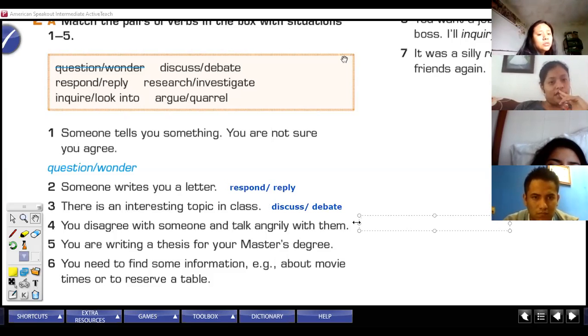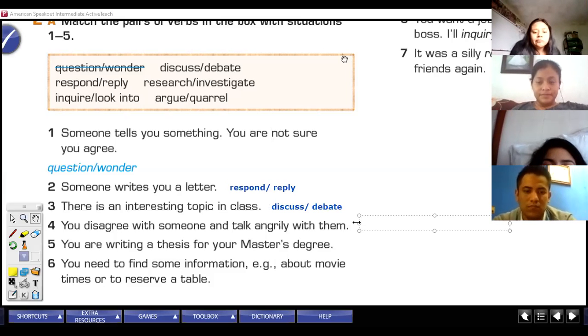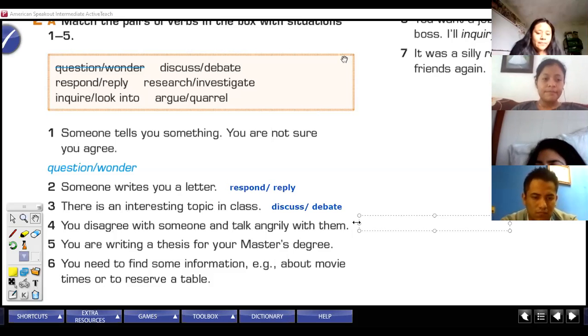We say argue. Please take notes about the pronunciation. When we check pronunciation, yesterday, for example, we took 15 minutes checking the pronunciation of all the vocabulary, and then for the next reading, you forgot. Because you need to take notes, please. And we have argue or quarrel. Very good.